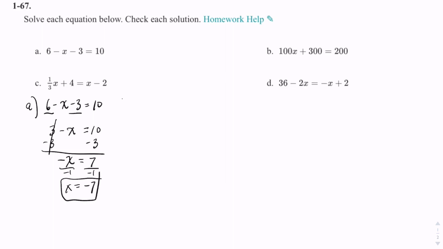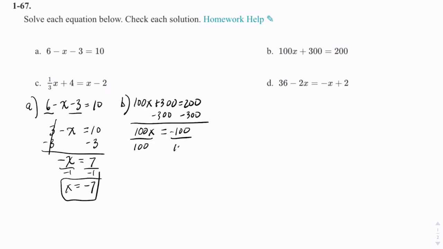For B, I'll do it right here. I have 100x plus 300 equals 200. I'll subtract 300 from both sides. And I have 100x equals negative 100, and I'll divide both sides by 100, and I have x equals negative 1 for B.